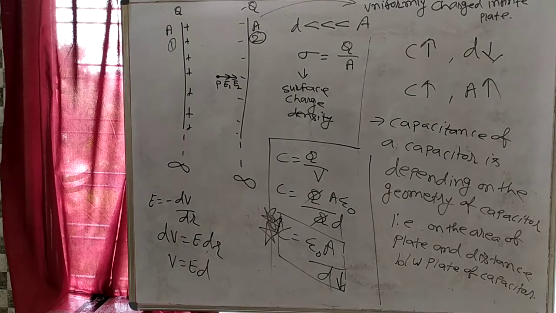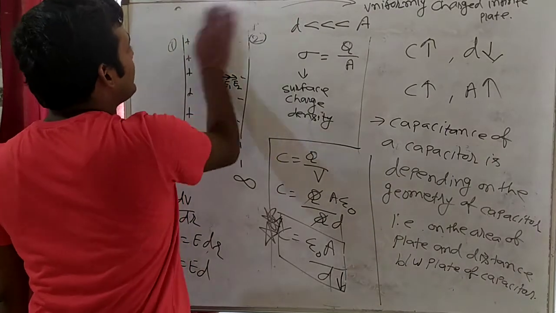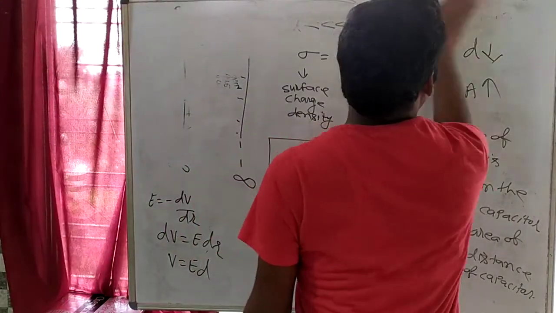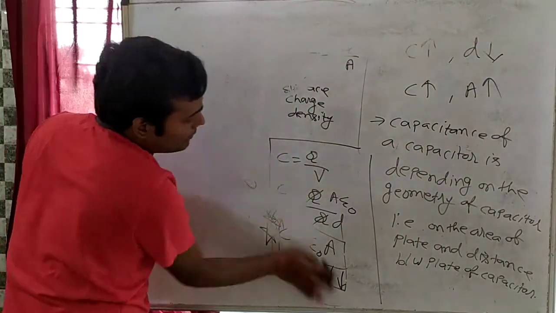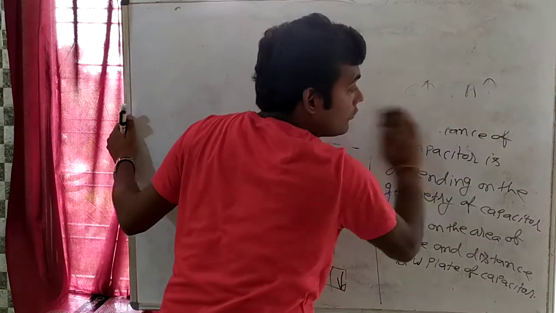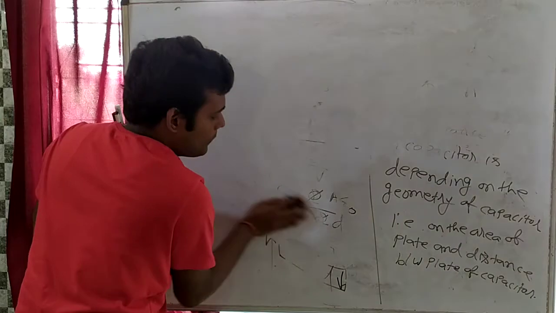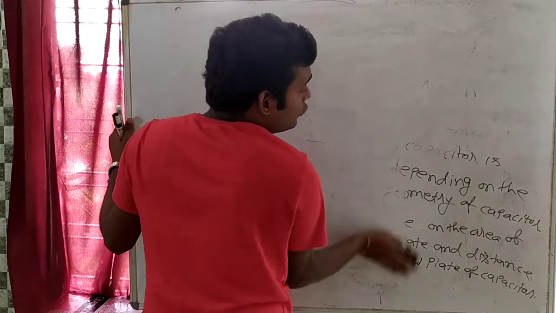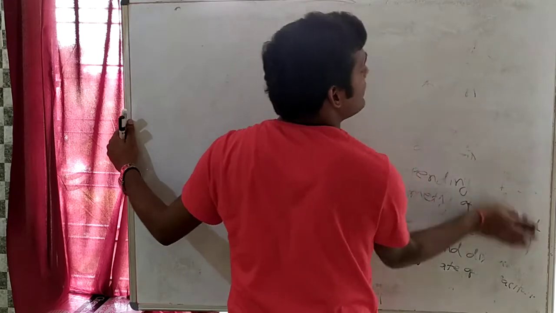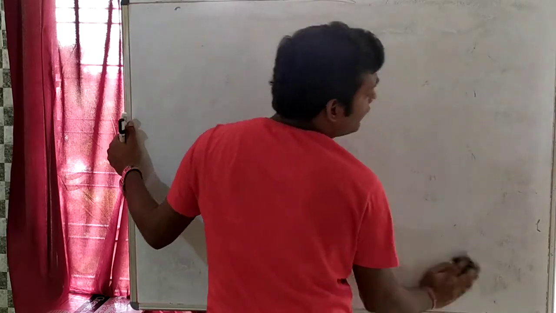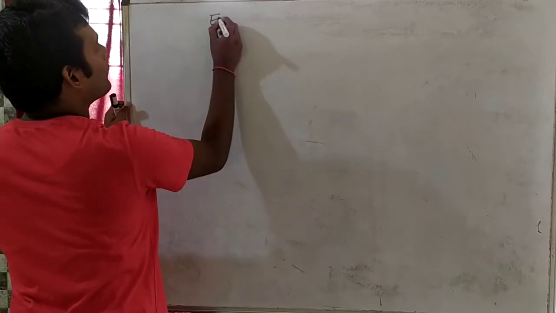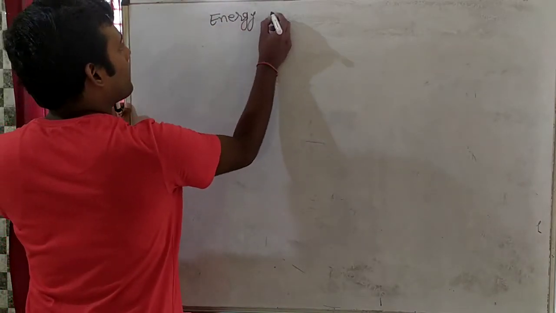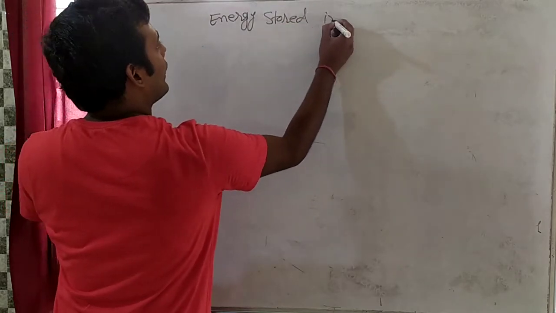Now we will discuss the topic that is energy stored in a capacitor. Next derivation is energy stored in a capacitor. So capacitance is not depending on charge and potential. Capacitance is depending on the area of the plate of the capacitor and the distance between the plates of the capacitor. That is the next topic: energy stored in a capacitor.